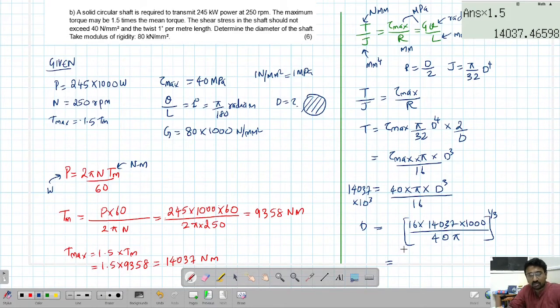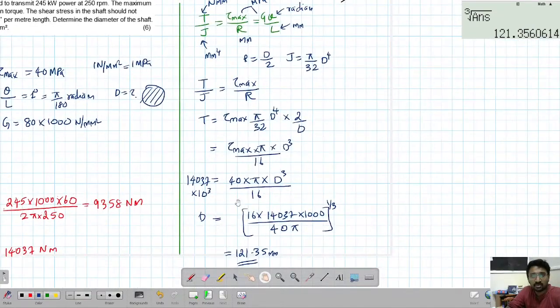So if I take up the calculator and calculate this quickly, this comes out to be 16 times 14037 times 1000 divided by 40 times pi. Okay, now we have to find the cube root of the answer. It gives me 121.35. So 121.35 mm is the diameter that is required. So this is the first part that we are solving.